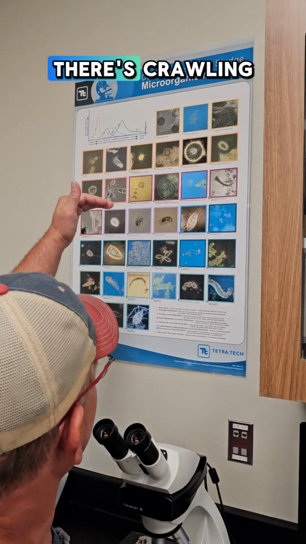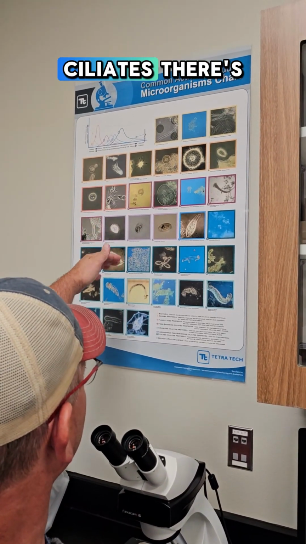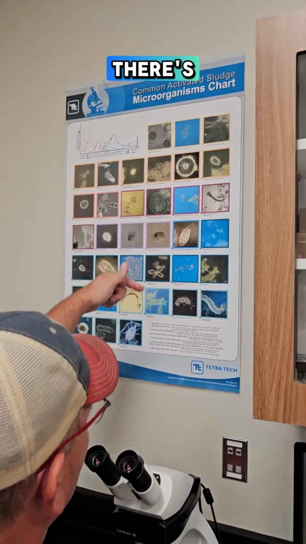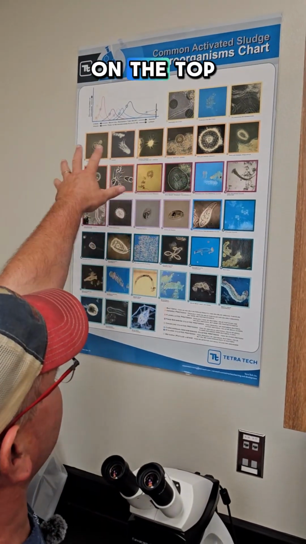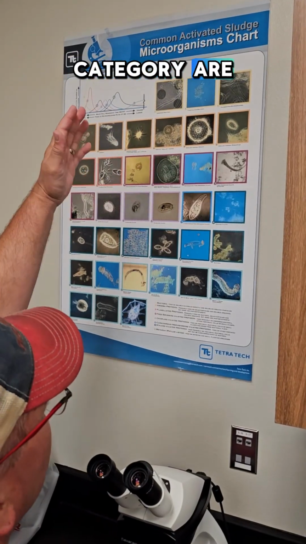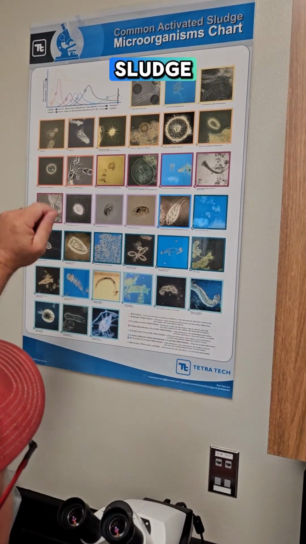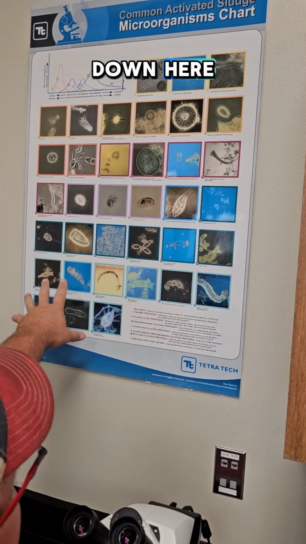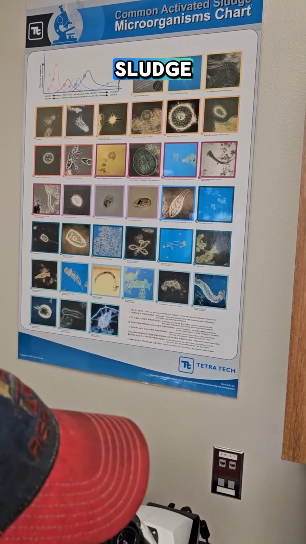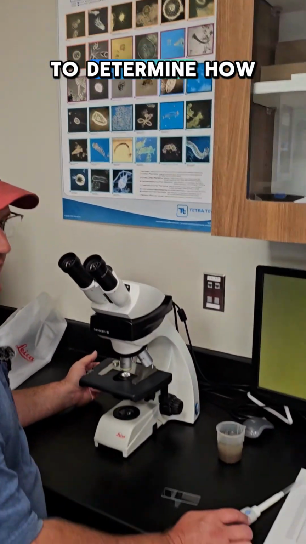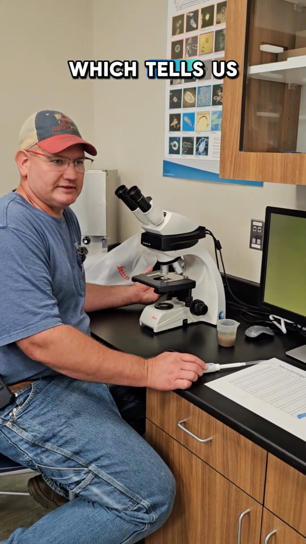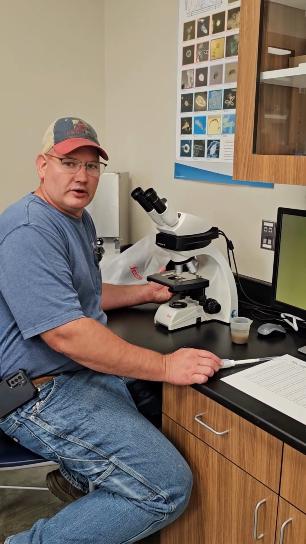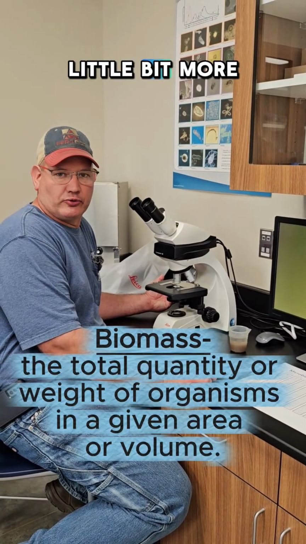What we're trying to determine is which organisms we see the most of. There's amoebas, crawling ciliates, stalk ciliates, rotifers, nematodes, water bears. The organisms up here on the top in the orange category indicate a younger sludge. The organisms down here indicate an older sludge. So we're really trying to determine the health of our system and how old the sludge is, which tells us whether we need to waste more or build up our biomass a little bit more.